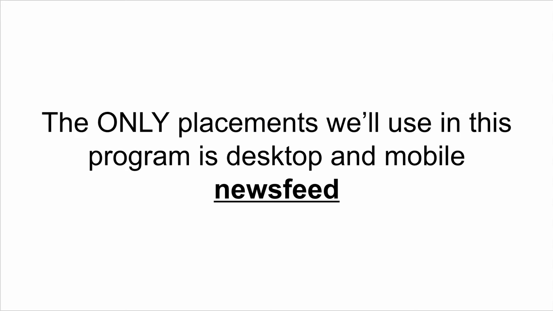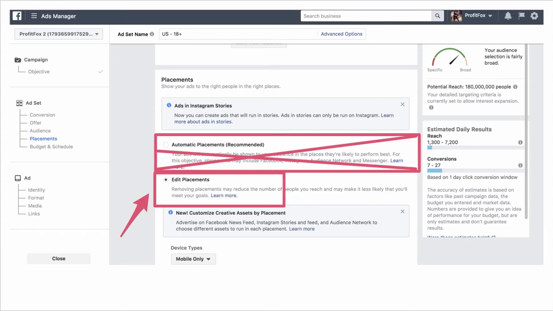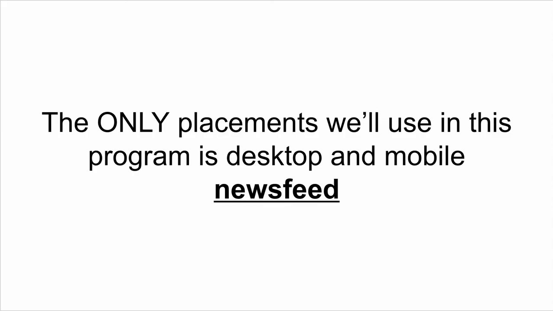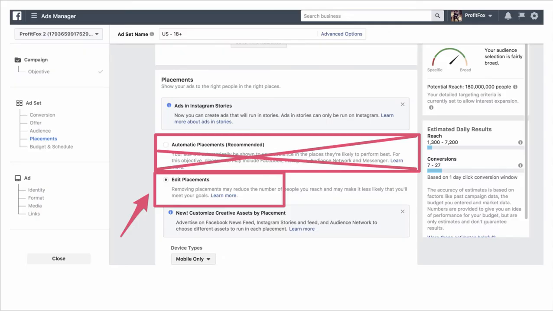So those are the only placements we're going to use in this program if we're not adjusting advanced strategies. So if you see a video on Instagram advertising later, you can disregard that. But for every single campaign, we're going to start with desktop and mobile news feeds.